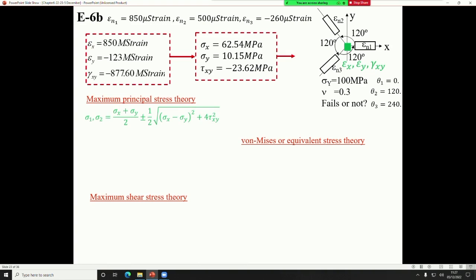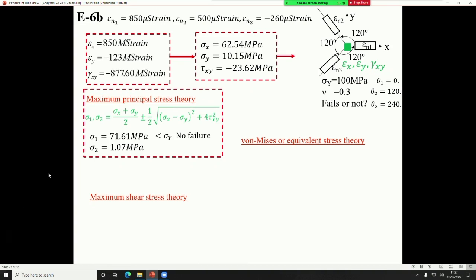So principal stresses. Does it fail? The maximum principal stress is 71.61 and the yield stress is 100. Fails or not? Okay, doesn't fail.